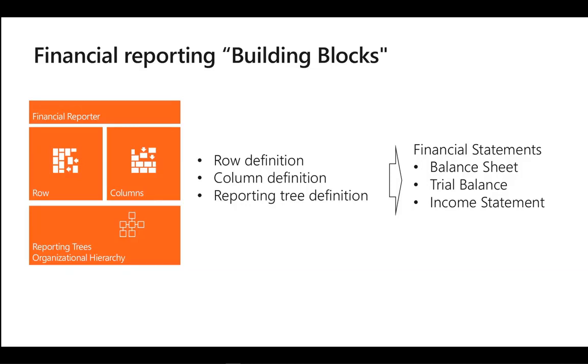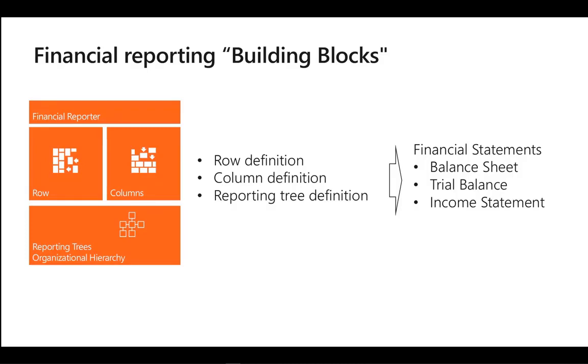The third one is a reporting tree definition. A reporting tree definition helps define the structure and hierarchy of our organization. This is a cross-dimensional and cross-company hierarchy structure that is based on dimensional relationships in our financial data. It provides information at the reporting unit level and at the summary level for all units in the tree.